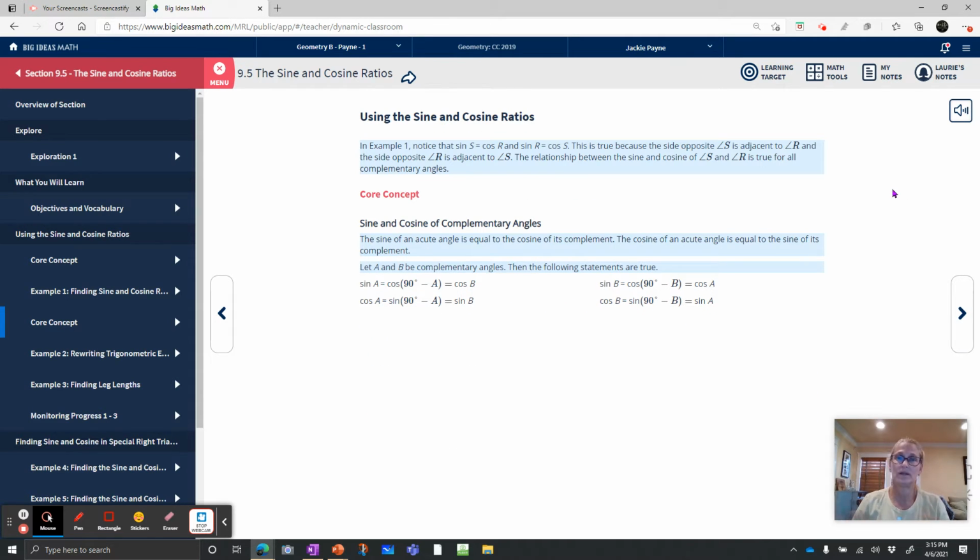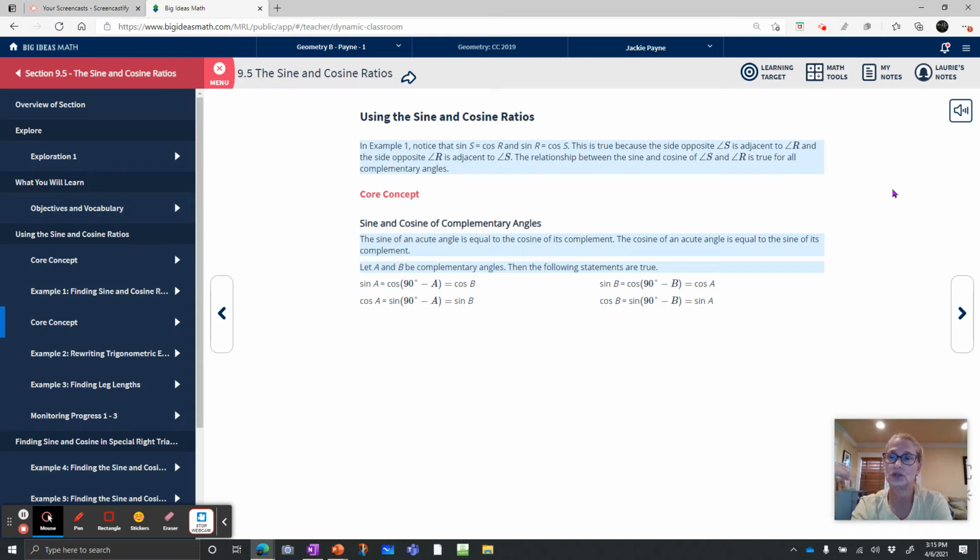So in example 1, you notice that what I just said is true because the side opposite angle S is adjacent to angle R, and the side opposite angle R is adjacent to angle S. That relationship between the sine and cosine of angle S and angle R is true for all complementary angles from here on out. Now, if you do have complementary angles, that means they have to add up to 90 degrees.